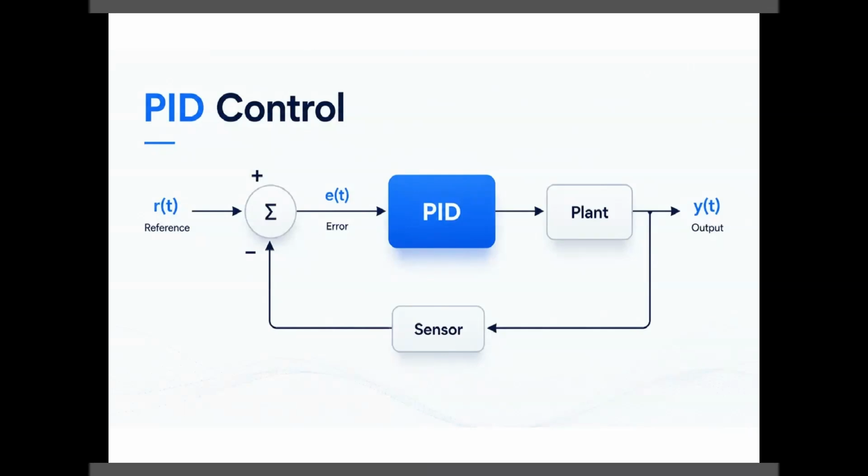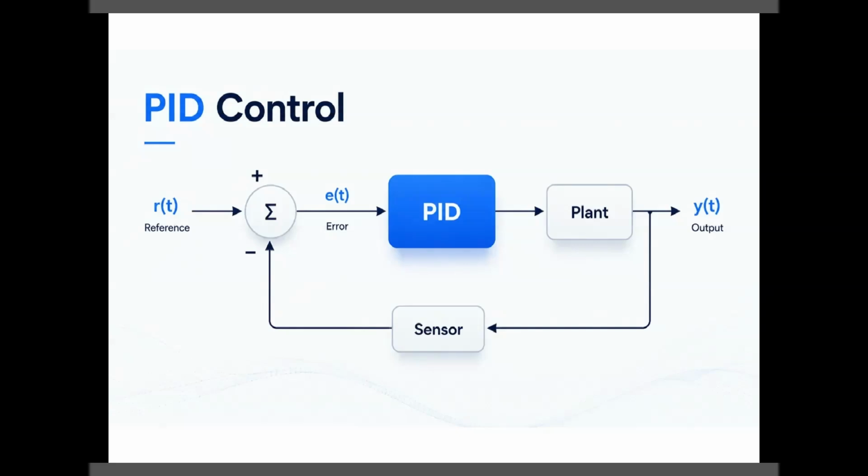If you've taken a control systems course before, you've almost certainly encountered the PID controller. Despite being developed more than a century ago, it remains the dominant control strategy in industry because of its simplicity, reliability, and effectiveness. At its core, a PID controller is a feedback controller. Everything begins with a desired value called the reference. This is simply the target we want the system to achieve.